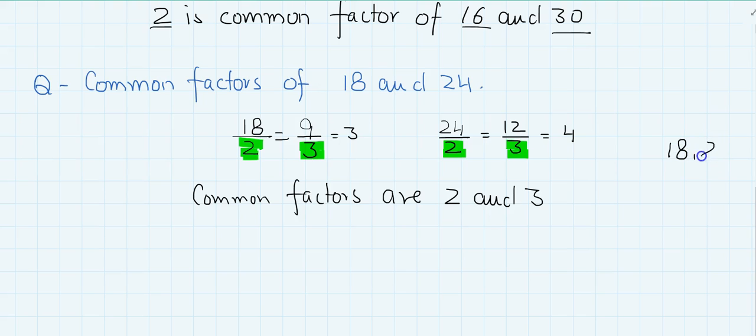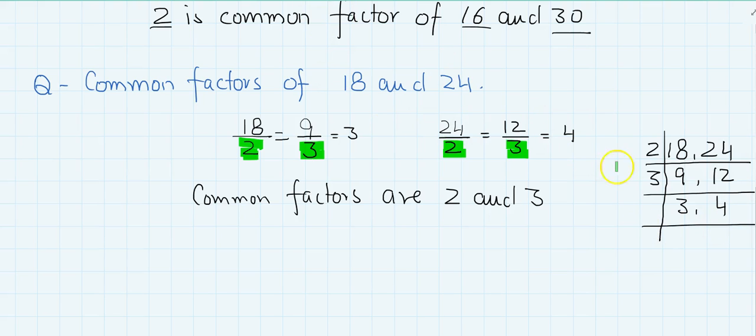We have 18 and we have 24. You must be knowing this method to find LCM. So we divide it by 2. 2 times 9 is 18 and 2 times 12 is 24. Now we divide it by 3. 3 times 3 is 9 and 3 times 4 is 12. Now we can see we cannot divide this any further. So we have 2 and 3 as the factors of 18 and 24. There's another method where we know the common factors.